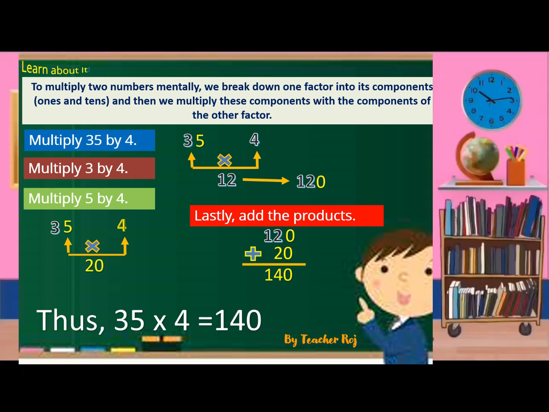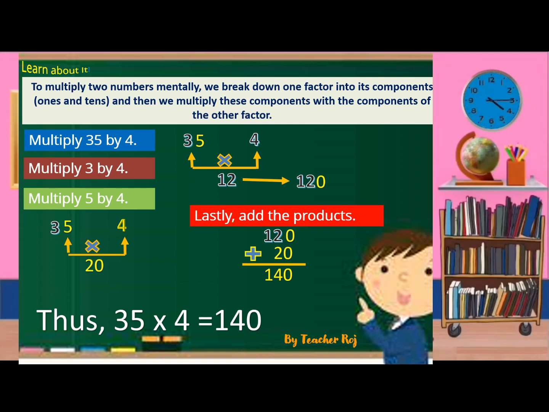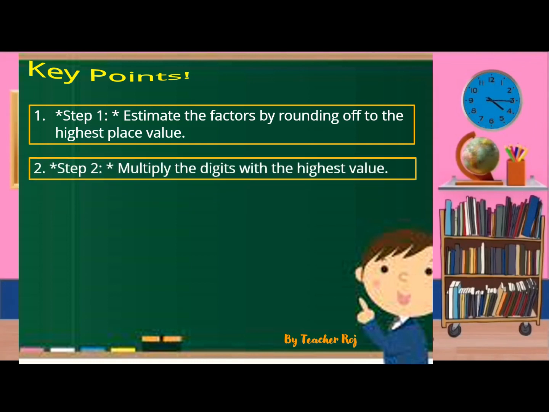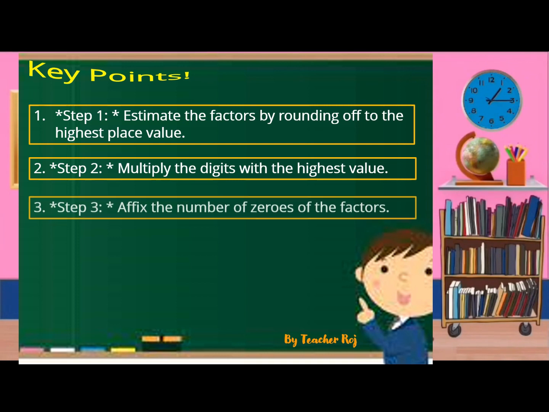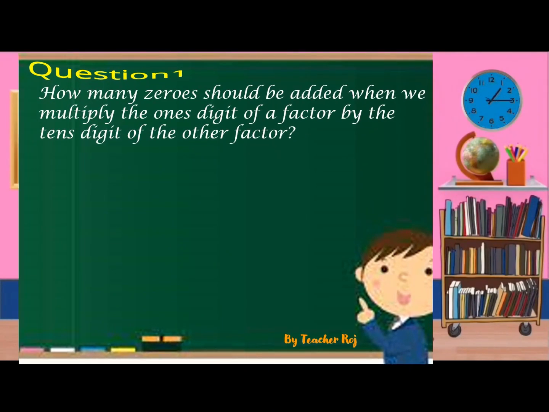Ayan. Ganun ang pag-compute natin mentally of two numbers by the other number. Okay? What are the key points to remember in this lesson? Step 1. Estimate the factors by rounding off to the highest place value. Second one, multiply the digits with the highest value. Okay? Third one, affix the number of zeros of the factors. Ayan, napakadali lang. Napakadali lang natin ginawa ito. Now, let's try this questions or activity.